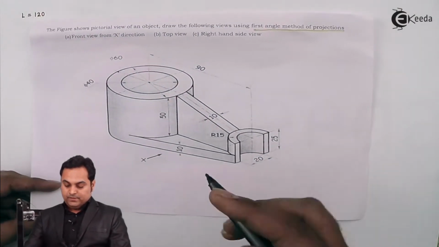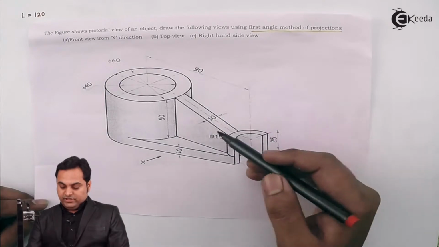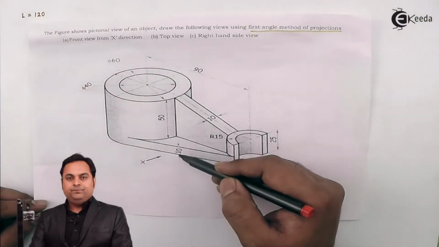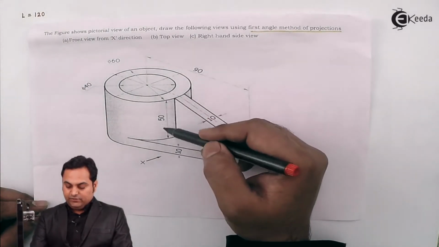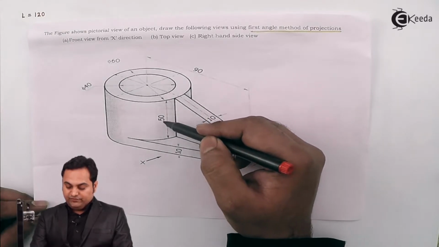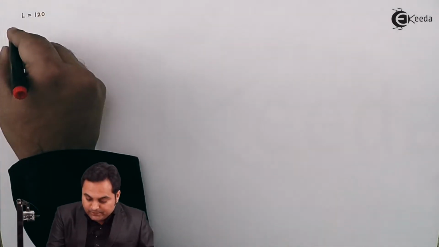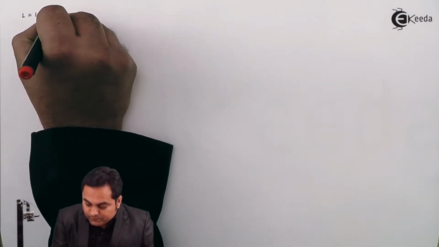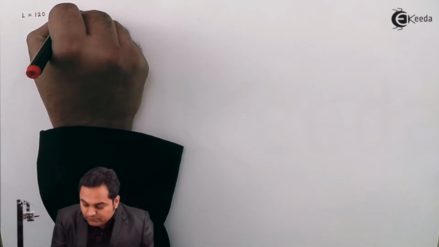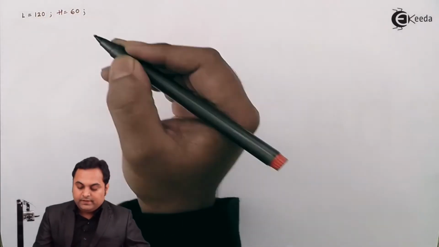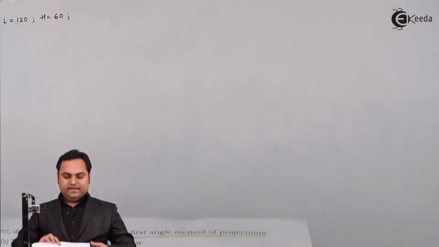Then the total height is, here we have a block of 10 mm, over that there is a cylinder of 50 mm height, so 50 plus 10, that gives us 60, which is the total height. So h is equal to 60. So here I have written total length and height.